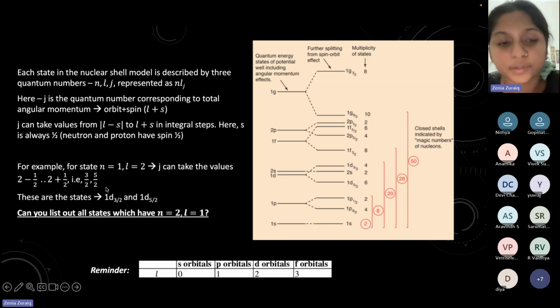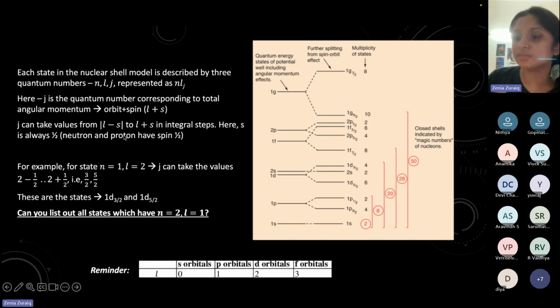So I've given an example here. If you take the state n equal to 1 and L equal to 2, then J can take values from 2 minus half to 2 plus half in integral steps. That means 2 minus half, then 2 minus half plus 1, and so on, till you reach 2 plus half. And in nuclear physics, it always turns out that you will only get two states corresponding to every L. The N does not matter. L is only what matters. So you can see that 2 minus half and 2 plus half, which is 3/2 and 5/2, and these are the states 1D 3/2 and 1D 5/2, which you can see in this diagram.